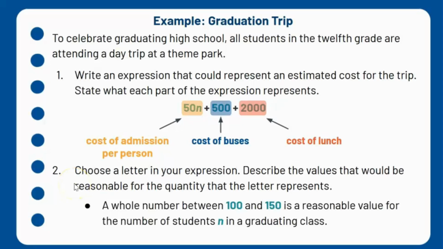The number of students in the graduating class may vary from school to school. However, it's important to note that only values that are whole numbers make sense in this given situation, as we cannot have a partial amount of a student. It is reasonable to speculate that a graduating class may be between 100 to 150 students. In the upcoming lesson, we will continue to write and interpret expressions, equations, and inequalities that represent situations and constraints.